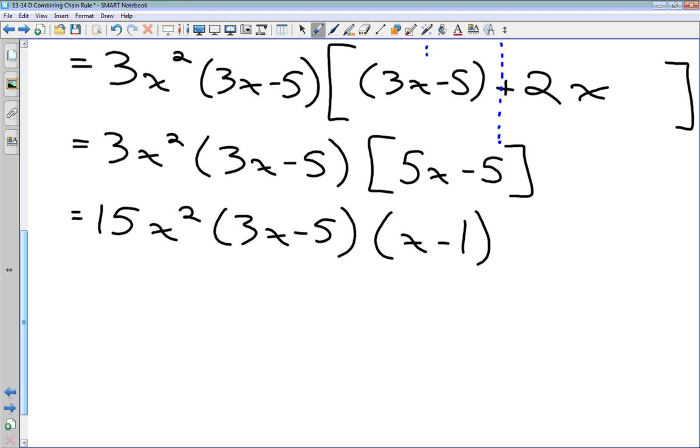Now, what is the point of doing all of this factoring? Well, one of the common things that you're asked to do after you've found a derivative is to set it equal to 0 and solve for x. If you're going to solve for x, you want to factor it. So you want it in factored form in order to be able to solve for x. Okay.